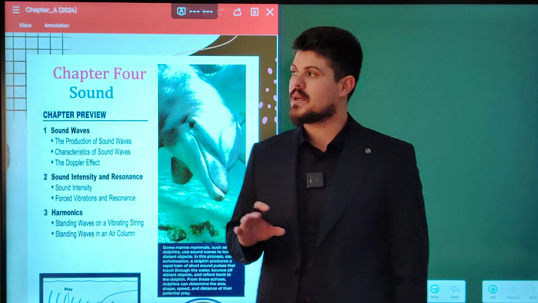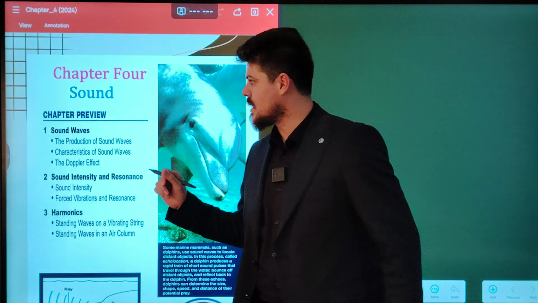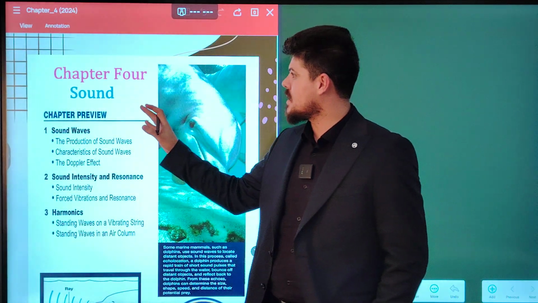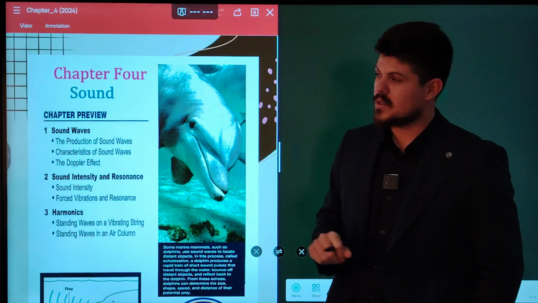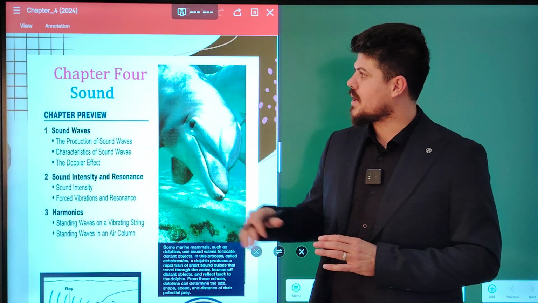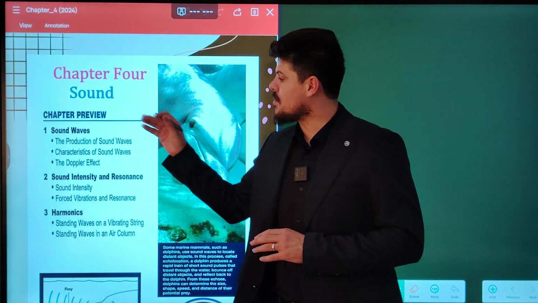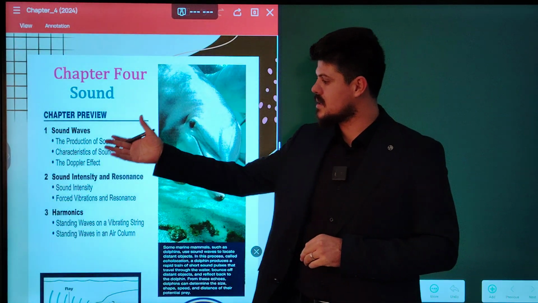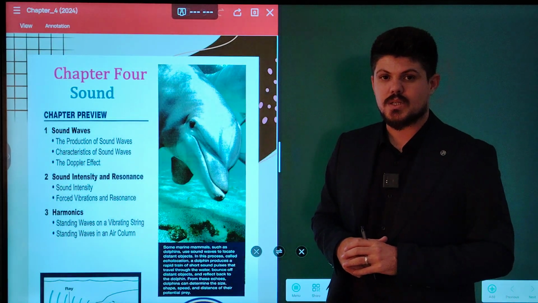Today's lesson, we will explain section 1 in chapter 4. In this chapter, we have 3 sections. Chapter 4 is about sound. After we finish chapter 3, in this chapter, we will explain about the sound. And in this chapter, as you can see, we have 3 sections.